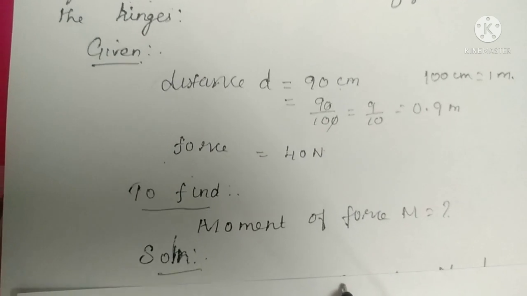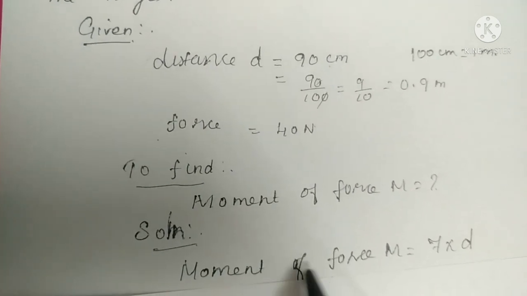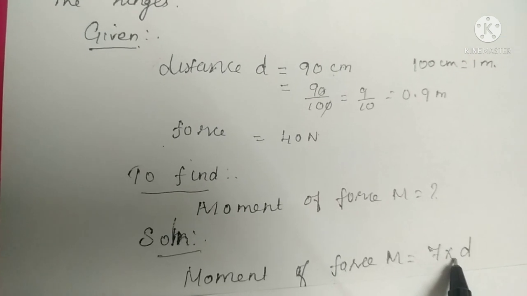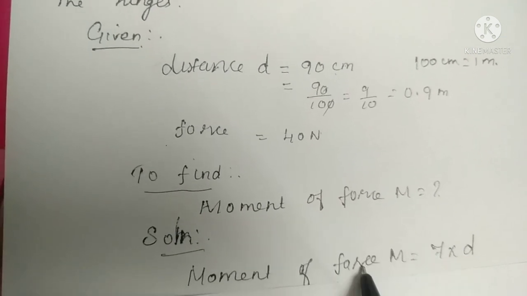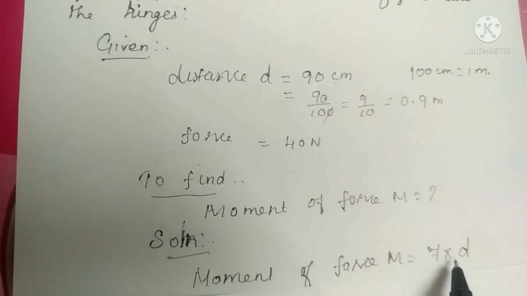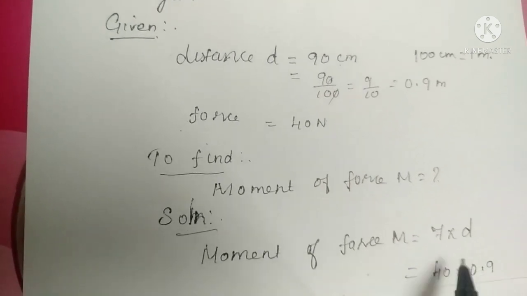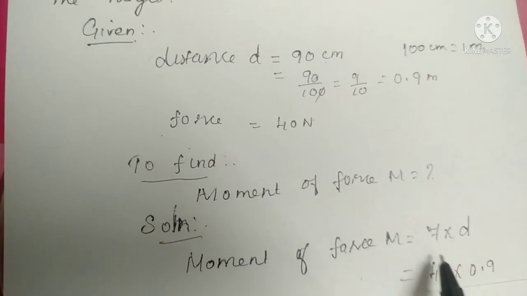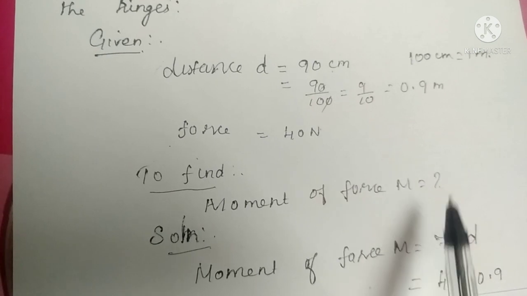Solution, first step, what do we have to write? Moment of force is equal to the formula F into D, force into distance. What is the formula for moment of force? F into D, force into distance. Here, what value of force is given? Yes, 40 Newton. You have to write 40 into distance.